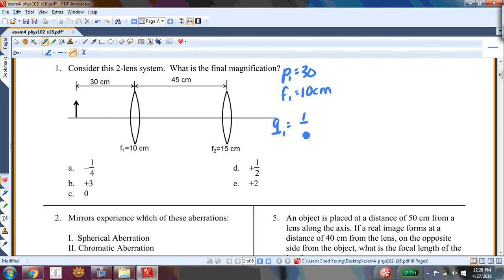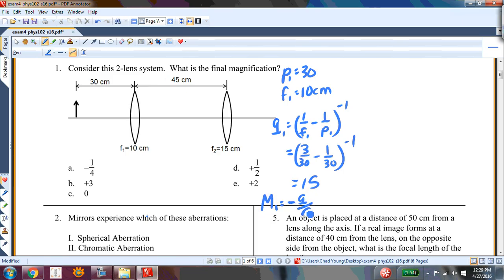Q1 is going to be (1 over F1 minus 1 over P1) to the negative 1. That's 1 over 10, or 3 over 30, minus 1 over 30. That's going to give me 2 over 30, and the inverse of that will be 15. So that's Q1, and then M1 is going to be negative Q over P. It's going to be negative 15 over P, which was 30, or negative 1/2.